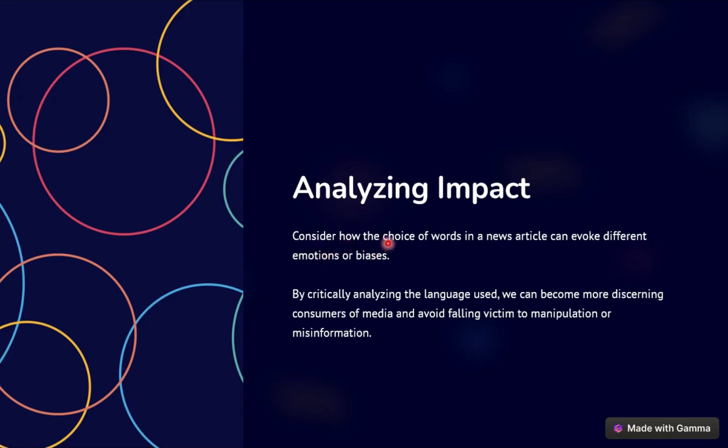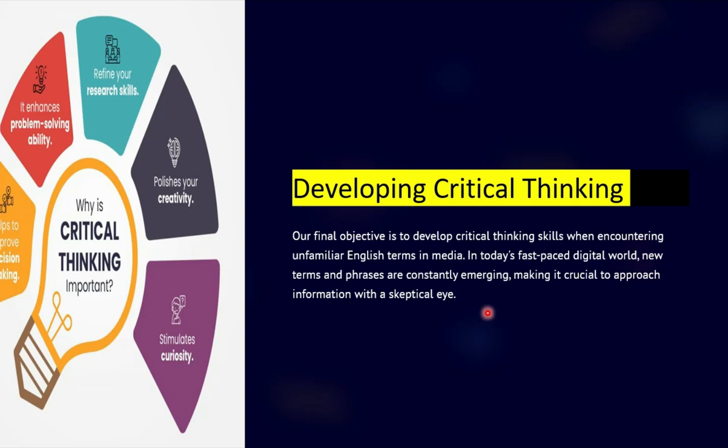So let's consider how the choice of words in a news article can evoke different emotions and biases, and exactly, it touches our emotions here. That's the main point.